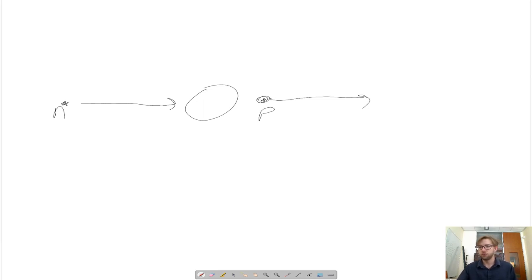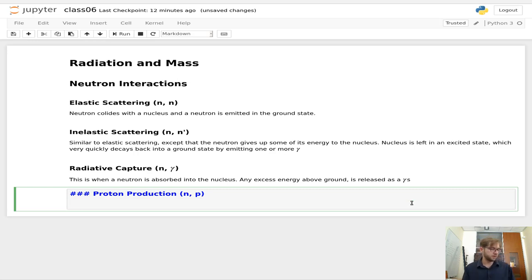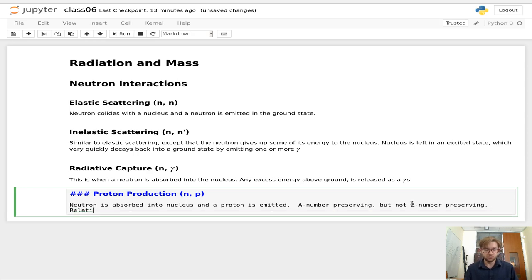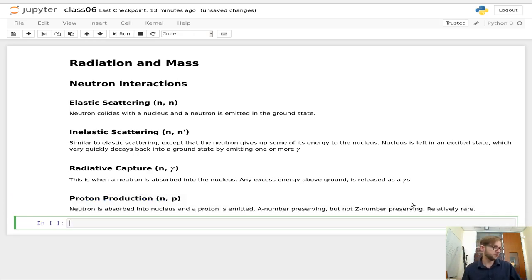Okay. So to define that here, a neutron is absorbed into the nucleus, and a proton is emitted. I should note, this is atomic mass number preserving, but not Z number preserving. Right, so your nucleus loses positive charge, and I'll just say that this is a relatively rare reaction because of that. Not impossible, but relatively rare.